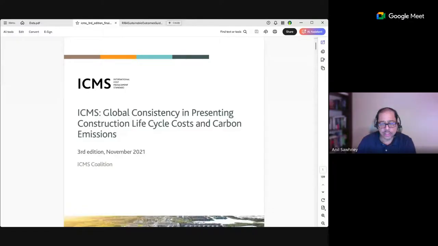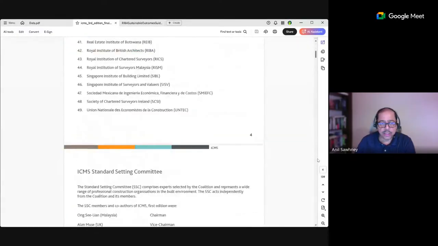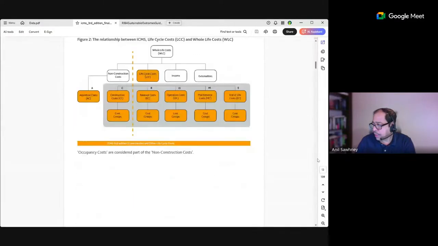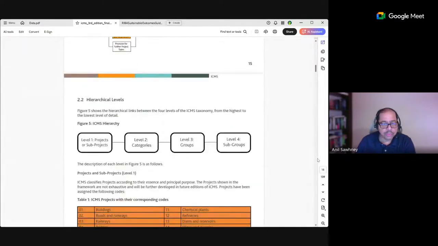So let me first share the ICMS document itself. I'm sharing my screen. Hopefully you can see it now. This is the ICMS document. What I want to highlight here for you is the very detailed hierarchy of various projects.